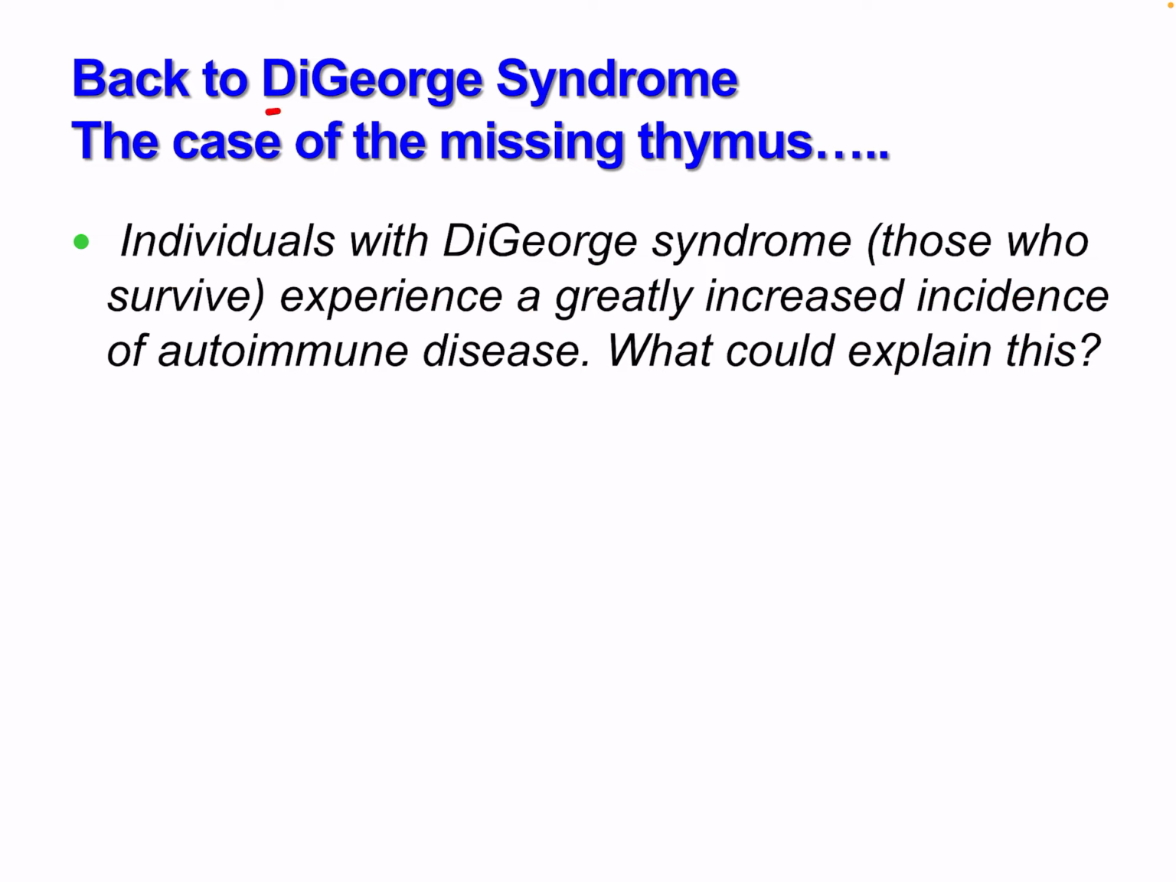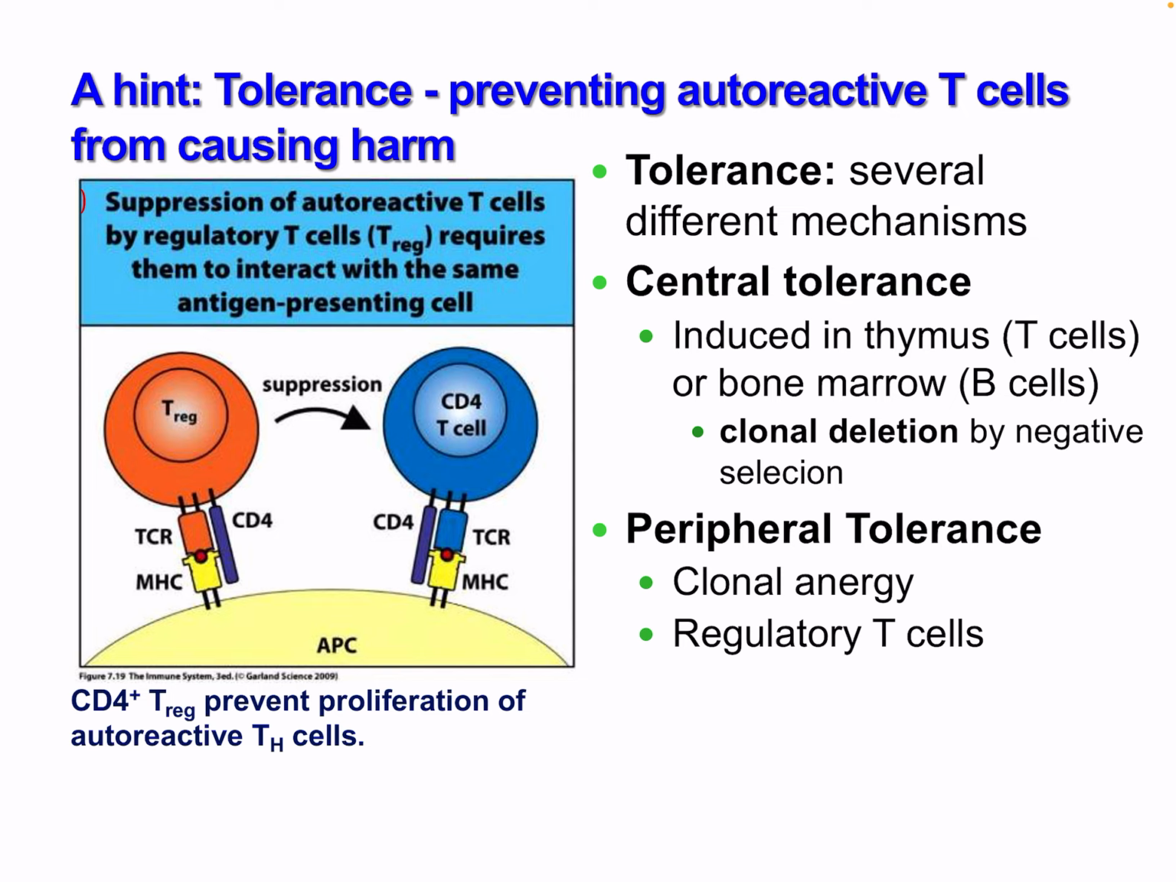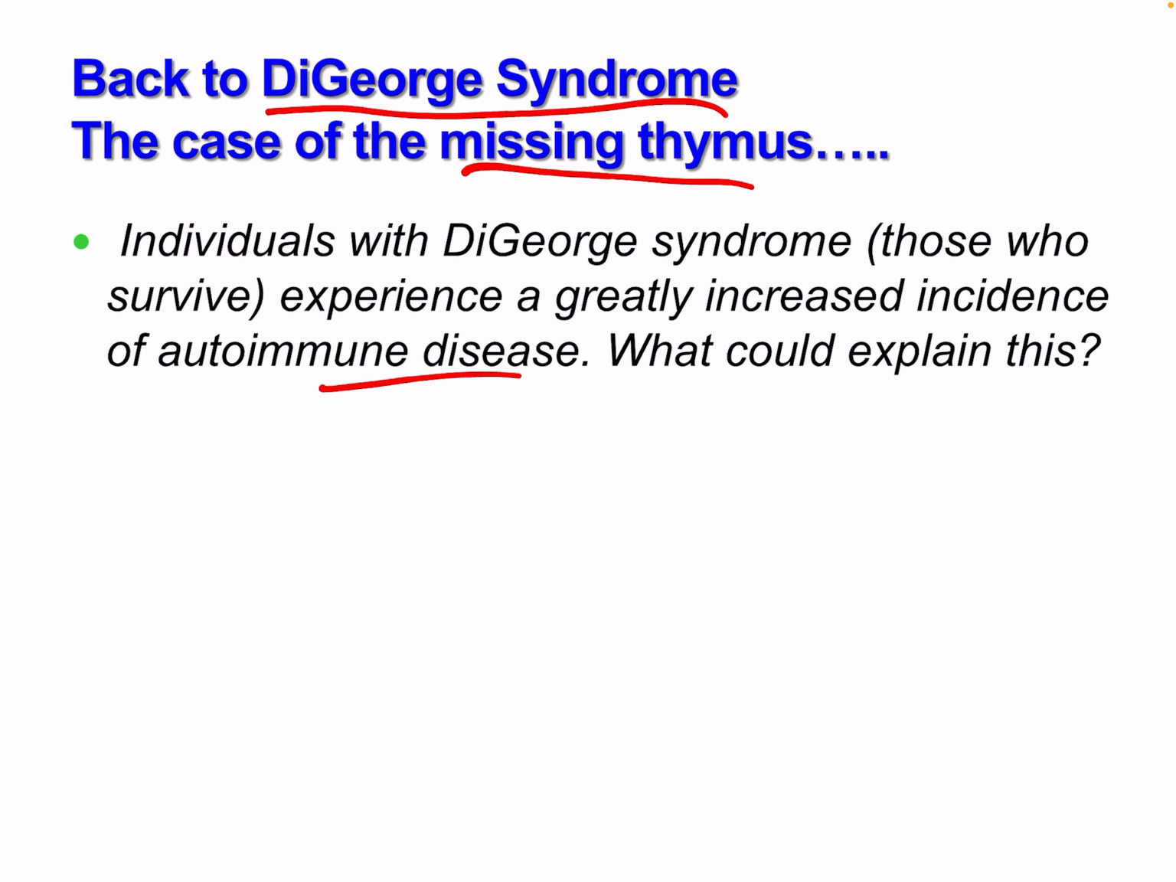As was mentioned, there's DiGeorge syndrome, the case of the missing thymus, which kind of gives away its function. It's the pathology. Individuals with DiGeorge syndrome, at least those who survive, experience a greatly increased incidence of autoimmune disease. A hint: tolerance. Through tolerance, we can prevent autoreactive T cells from causing harm. Just to clarify, DiGeorge syndrome is when we have a missing or very small thymus gland, and therefore very little T cell function, if any at all.